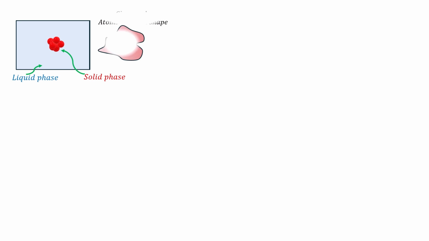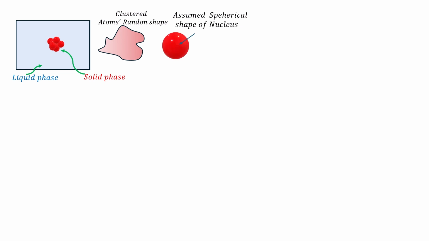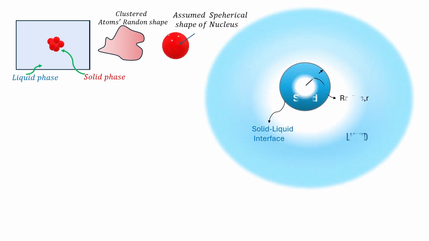The atoms joined together will be clustered in a random shape, but for the sake of calculation we assume that they have formed a spherical shape. Thus, the shape of the nucleus formed from the clustered atoms is assumed to be spherical. The figure on the right-hand side shows a nucleus of radius r formed inside the pool of liquid metal. The volume is 4/3 pi r cubed and the area of this sphere is 4 pi r squared.